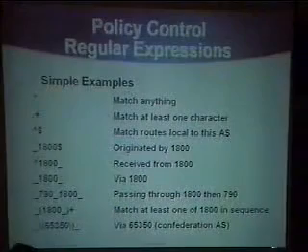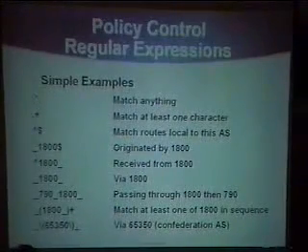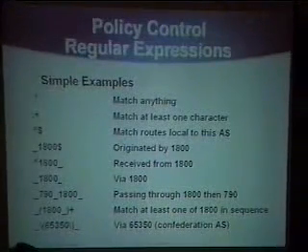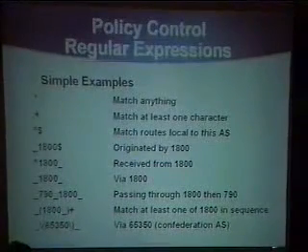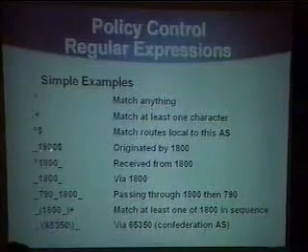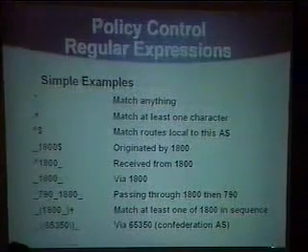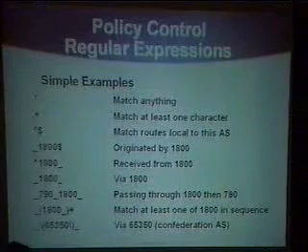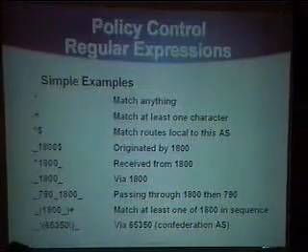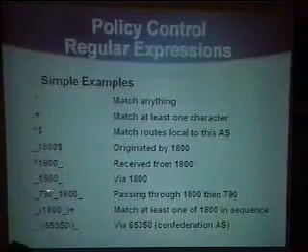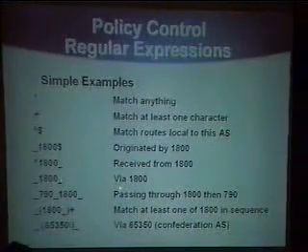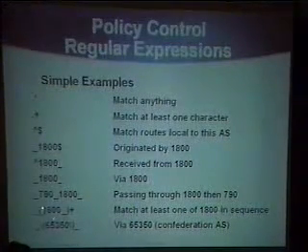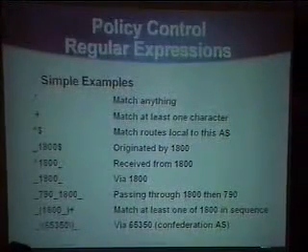And some simple examples. Dot star means match anything. Dot plus means match at least one character. Hat dollar means match routes local to this AS. Underscore 1800 dollar means anything which has been originated by AS 1800. Hat 1800 underscore means anything which has been received from AS 1800. Underscore 1800 underscore means anything which has passed through AS 1800. You don't care what comes before or after, but 1800 must appear in the AS path. This one, anything which has passed through both 1800 and 790.